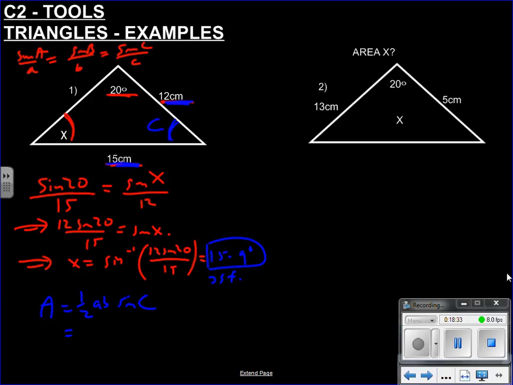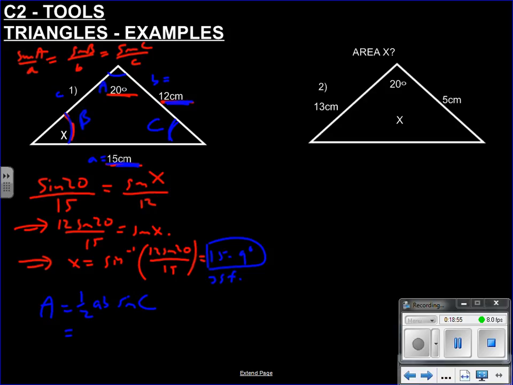So let's call that C, so that's length C. Let's call that angle A, so that's length A. And this angle, let's call that capital B, remember. This board is so screwed up. B, and therefore this side length is B. Okay, so half ab sine C.